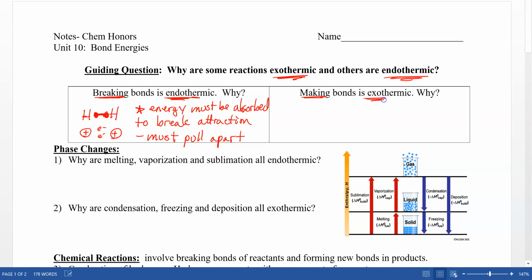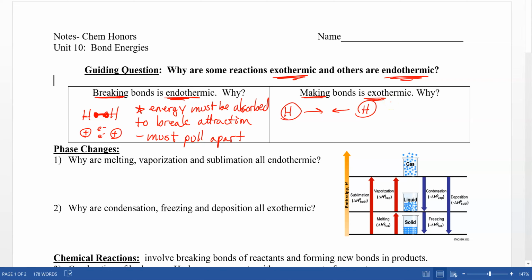Making bonds is exothermic, so it's releasing heat. So that's like a favored change, right? Exothermic is a favored reaction. And so what happens? Say you have your hydrogen atom and your other hydrogen atom, and they're pretty far away, but as they get closer to each other, you're going to start getting that attraction between the nuclei and the shared electrons. And so then once you get that attraction, it's going to pull them together. So making bonds is favored and you're forming this attraction. It's like two magnets. They're going to want to come together, right?